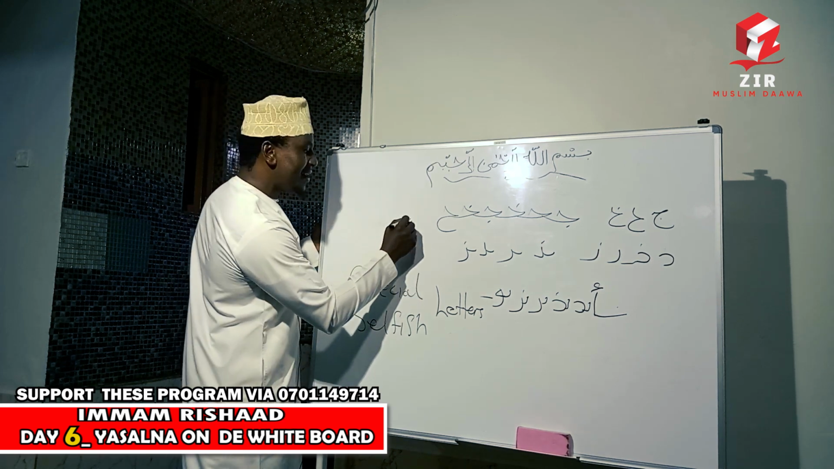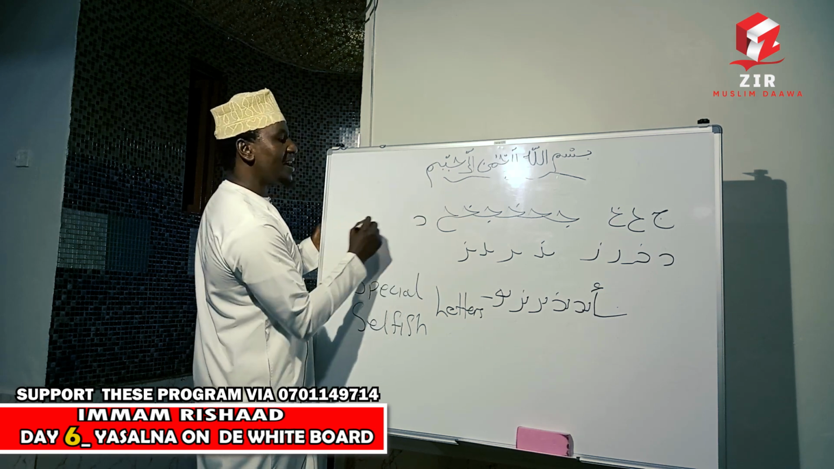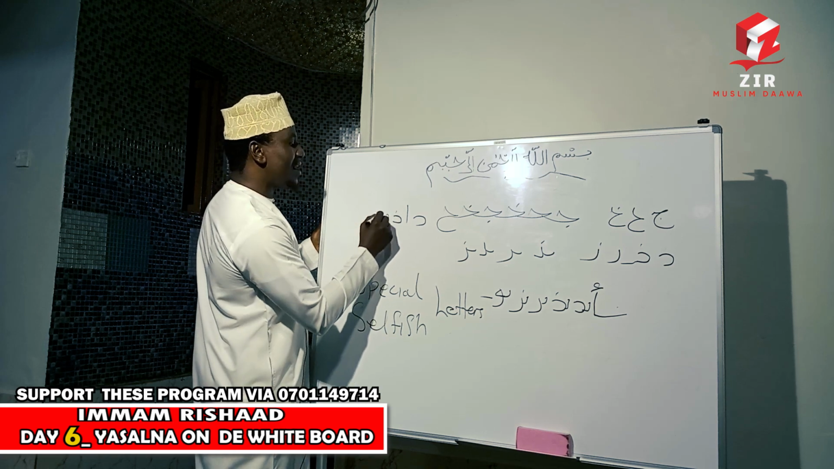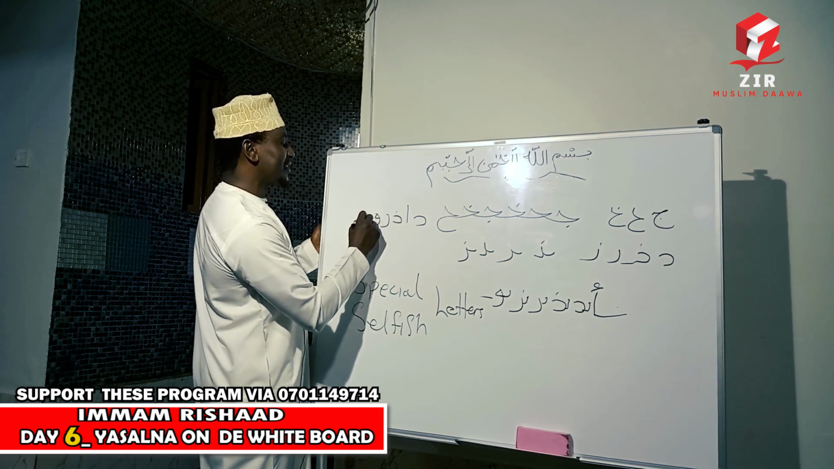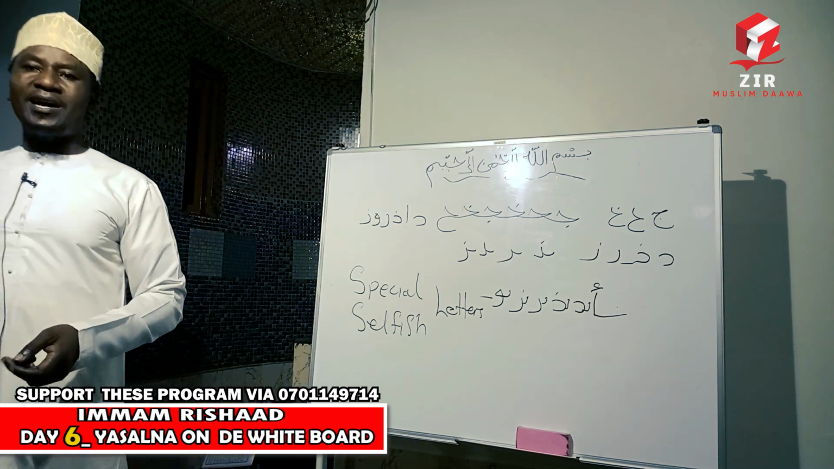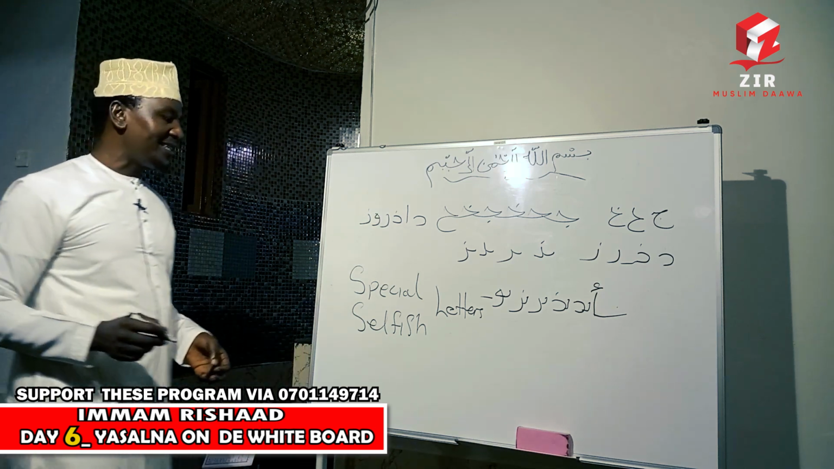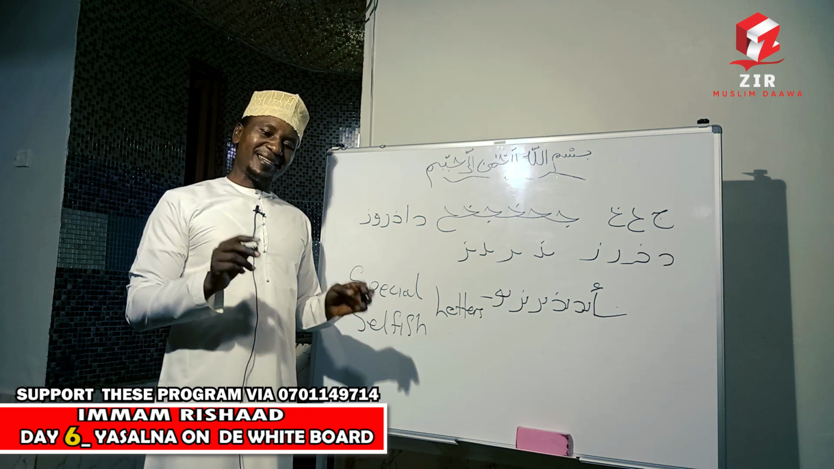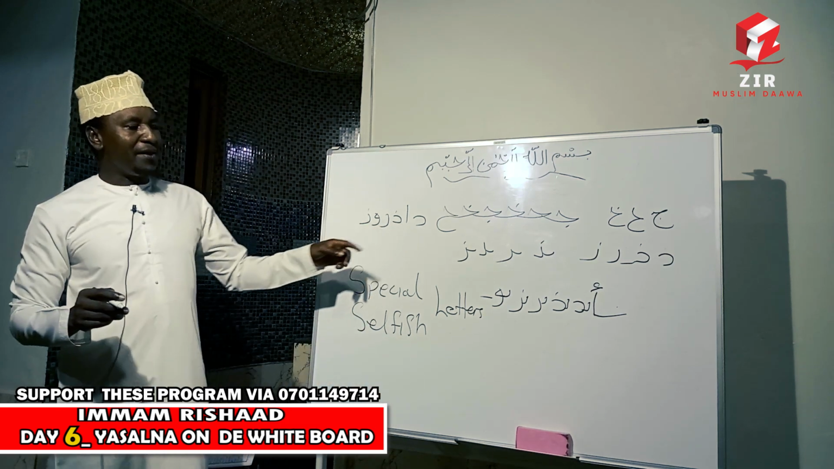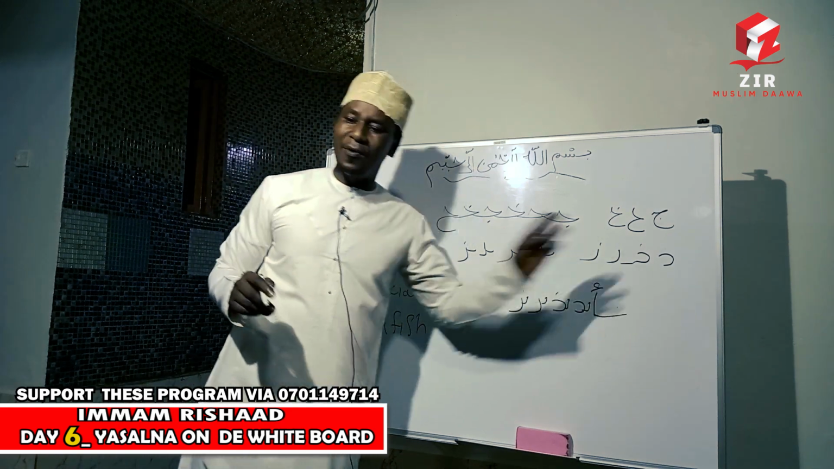If it is Dal, it must be the last. Alif, the last. Dal, the last. Ra'u and Waw, like that, as well as Zai. Those are the so-called special letters. Letters that don't allow any letter to be joined on them in front, but it can be joined before.